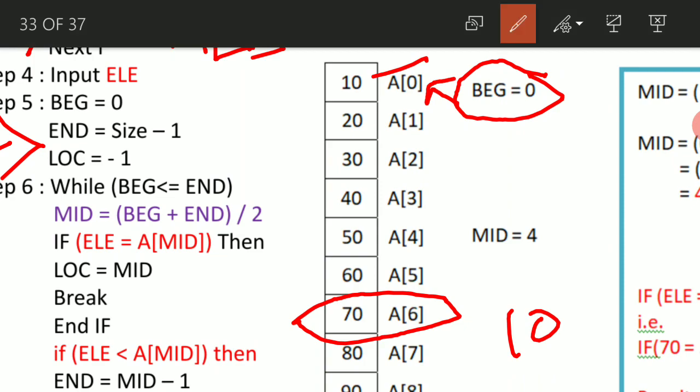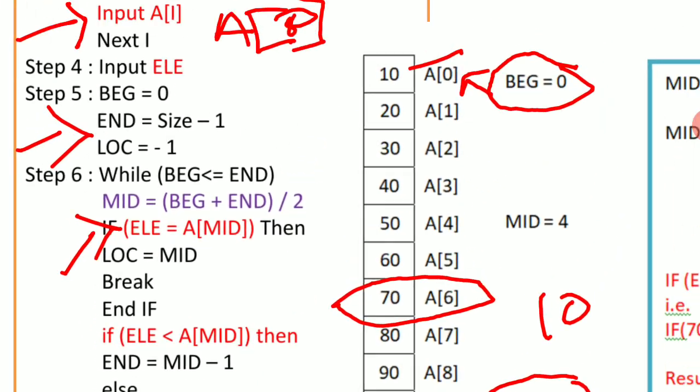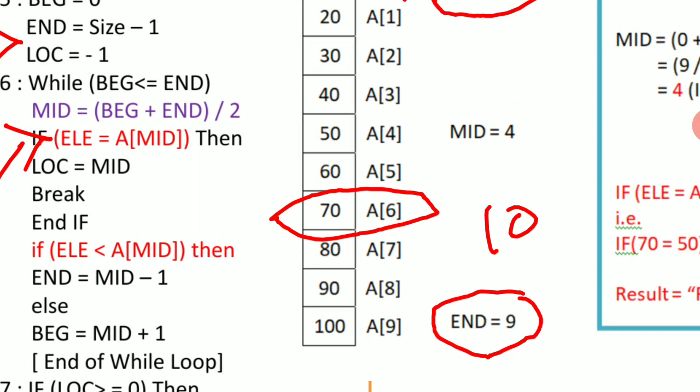We will go to step 6. This is somewhat of a looping and complex process, so we'll concentrate here. While beginning is less than or equal to end, we have applied a while loop here, and the condition is that we loop until beginning is less than or equal to end. What is the beginning value? 0. What is the end value? 9. 0 is less than 9. Yes, it is fine. Okay, go ahead, step into the loop now.